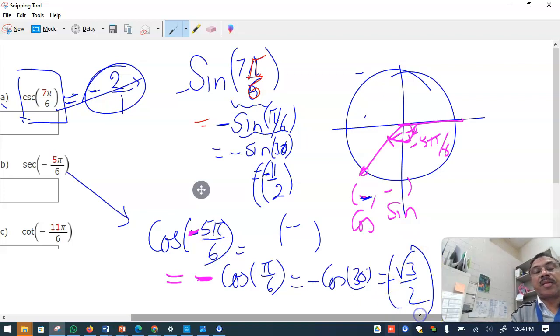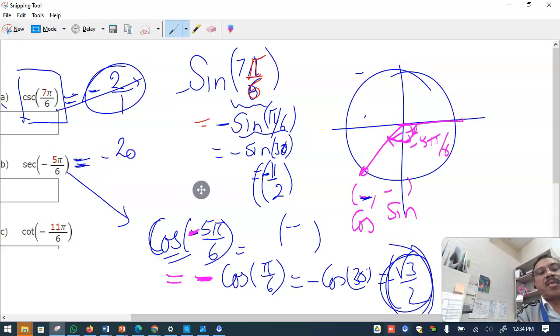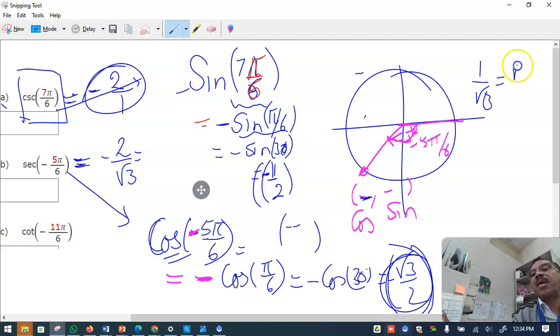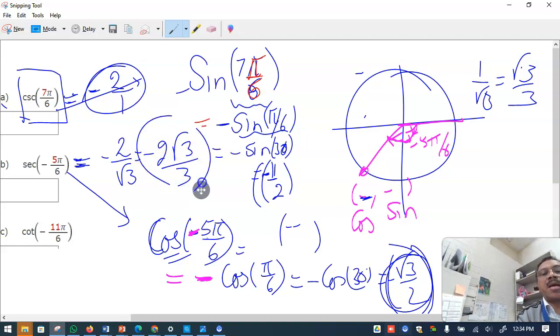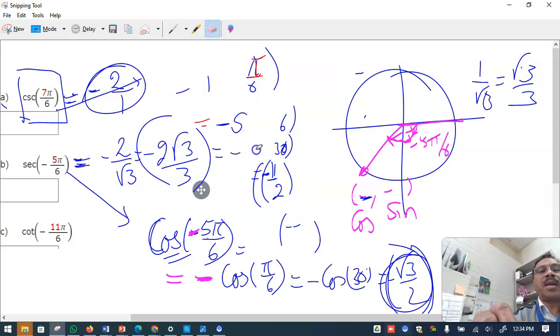This is for cosine, but we need to know secant. Secant is the reciprocal of cosine. So whatever this answer, we'll have to write minus 2 over root 3. And remember, this is basically the same as root 3 over 3, so we can write this as minus root 3 over 3. And that's the answer. Now finally we have cotangent of 11 pi by 6.